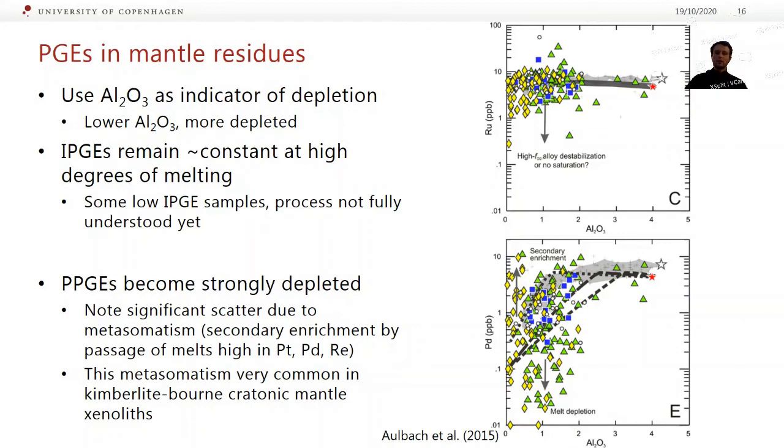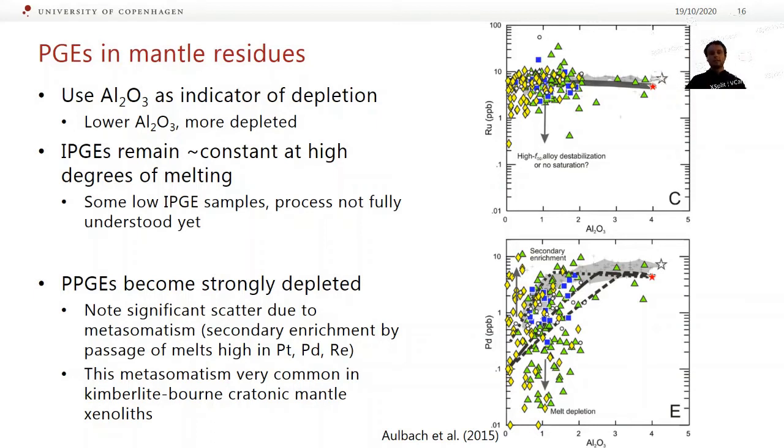Okay, so the flip side of this is we can use it in mantle residues as an indicator of depletion. So in these couple of plots from Ohlbach et al. 2015, different PGEs are plotted against aluminium, and this is an indicator of depletion. As you extract melt, you're extracting aluminium, so the lower aluminium samples are more depleted. In the top plot, you can see ruthenium. The stars are some sort of starting composition, depleted mantle or similar, and has about 4 weight % aluminium. And as you melt, your aluminium is dropping, so it's moving left along the plot.